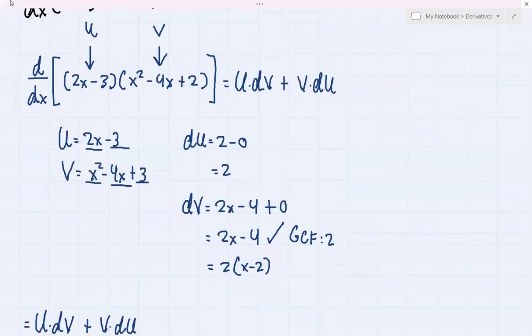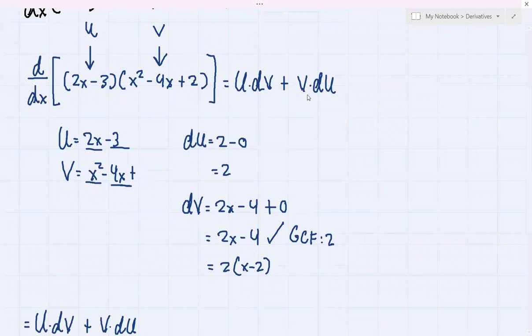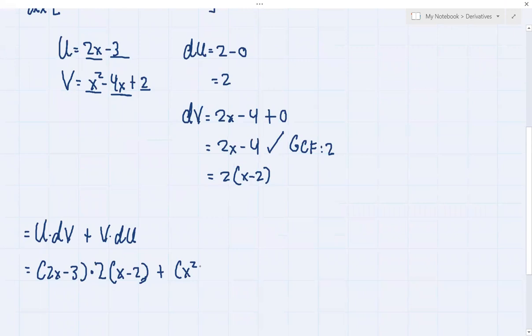Wait, why 3? Oh right, wait a moment guys. Sorry, this is not 3. It's 2. Sorry guys, I made a mistake again. My apologies. This is 2, because the given v here is 2, not 3. Okay? This is 2, not 3. Alright? Sorry. Anyways, let's go.